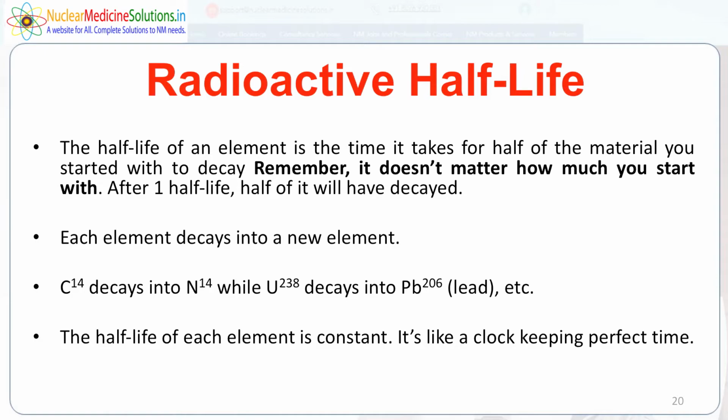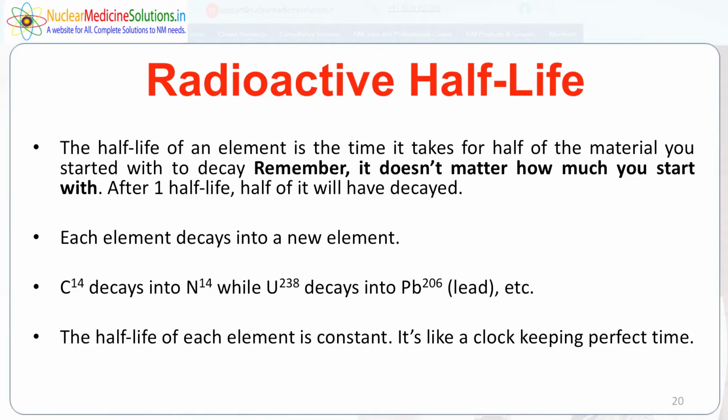After one half-life, half of it will have decayed, half of its original quantity. Each element decays into a new element, like carbon-14 decays into nitrogen-14, while uranium-238 radioactively decays into lead-206. The half-life of each element is constant. It is like a clock keeping perfect time.